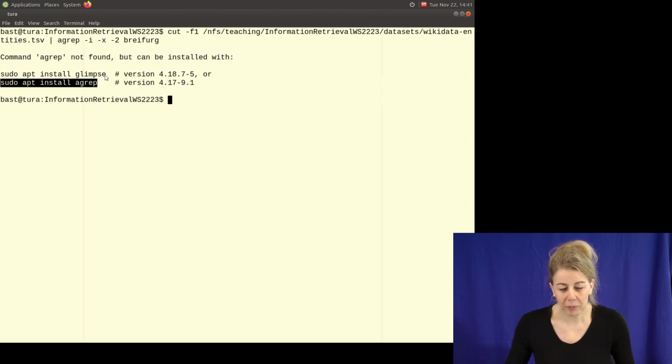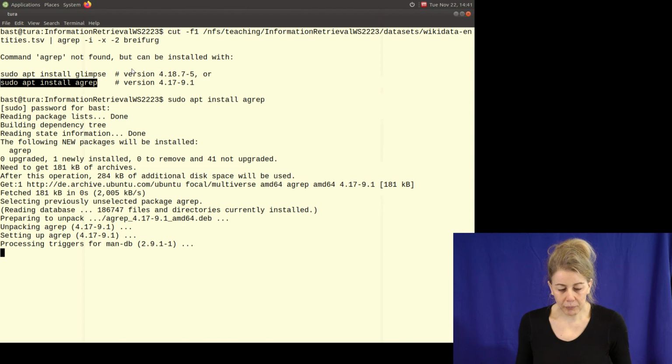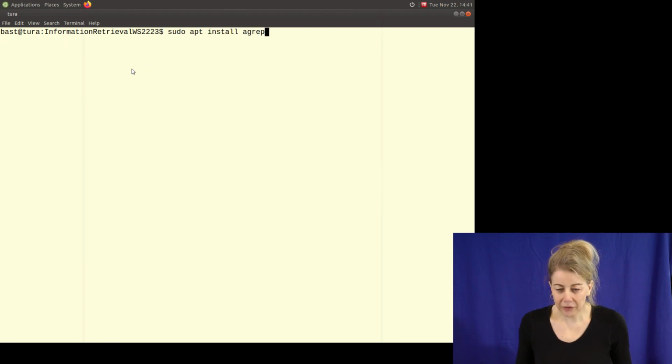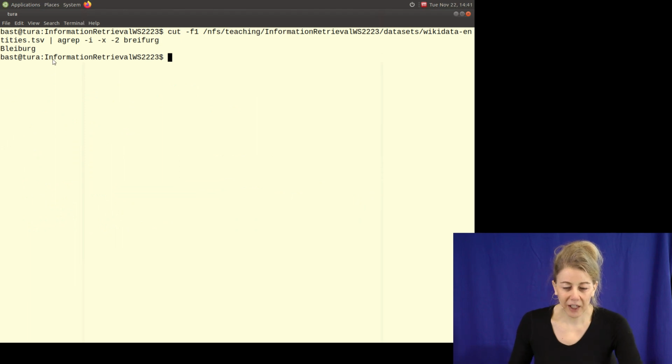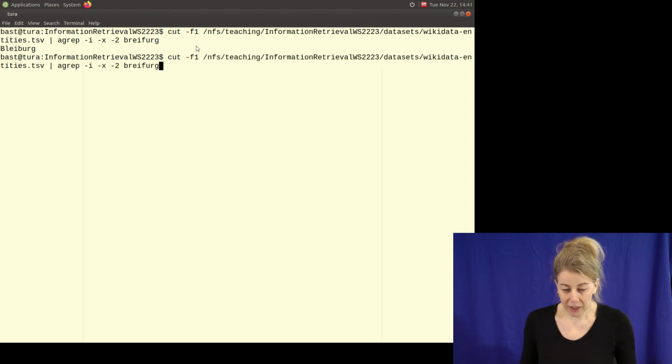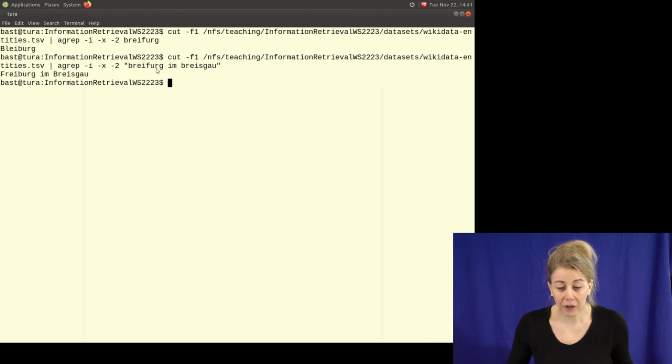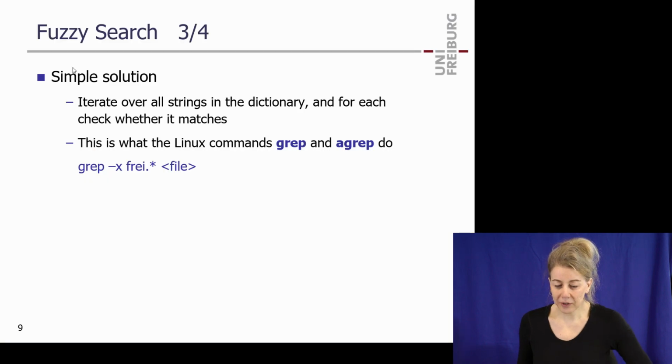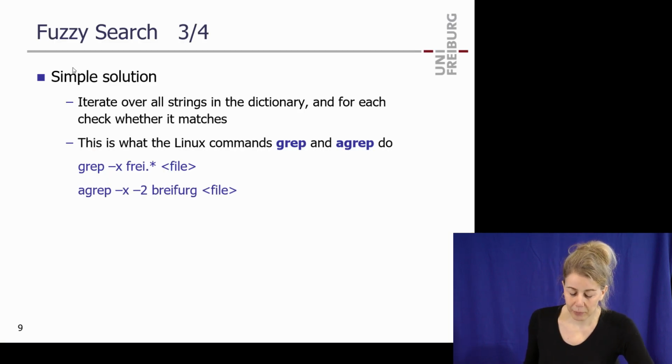Agrep is an approximate grep. So grep just finds you all lines matching a pattern. Agrep. Okay, I find Bleiburg, but no Freiburg. Interesting. So Freiburg is not an entity in there, probably because it's called im Breisgau or something like that. Let's try that. Yeah, now I find Freiburg im Breisgau. You see, it's actually not that bad. agrep is pretty fast, and it's not a huge list, but if you have a larger list, then this can be a problem.